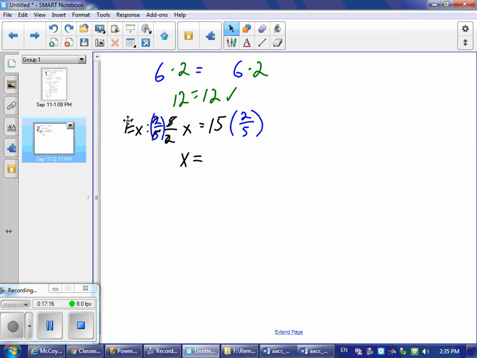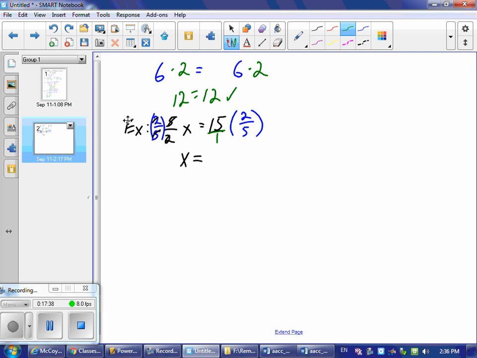On the right-hand side, don't forget that 15 can be written as a fraction if it helps you to see that. We'll write that as 15 over 1.